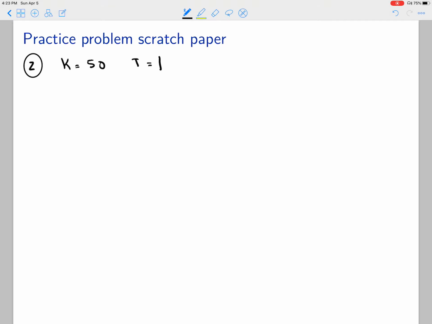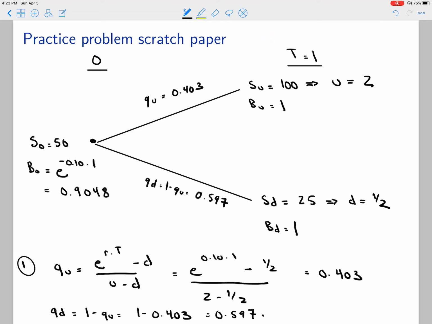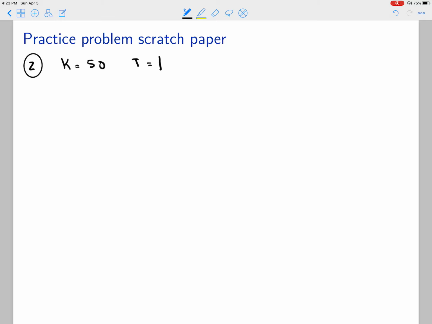K equal to 50, maturity of T equal to 1 year. We can introduce this to the tree so we know what its payoffs are. The call option's payoff in the upstate is equal to the max of S_U minus K and 0. This is equal to the max of 100 minus 50 and 0, which is 50. So we can write down on this slide over here, payoff in the upstate is 50.